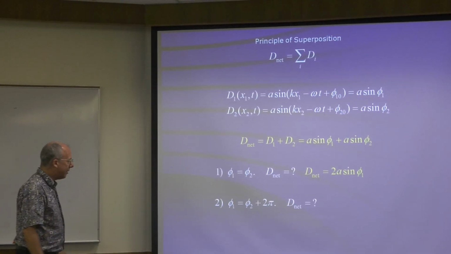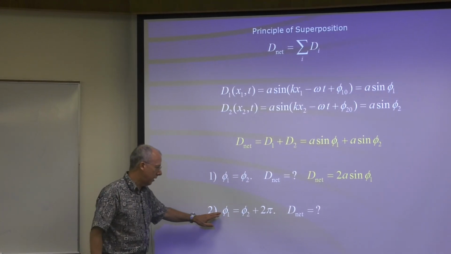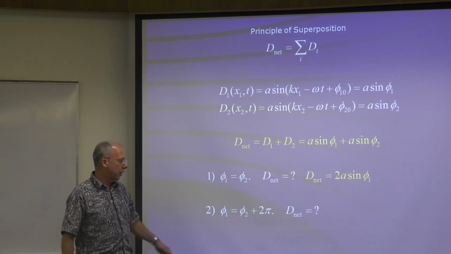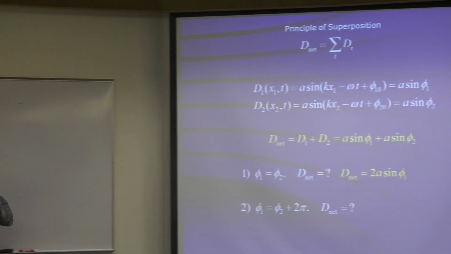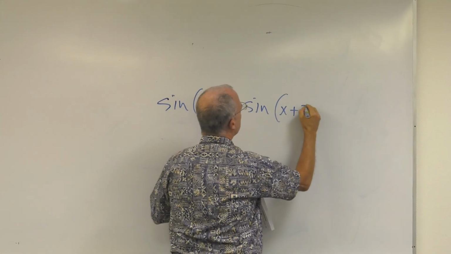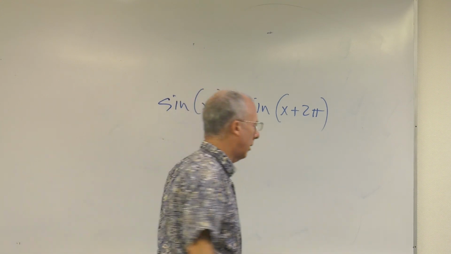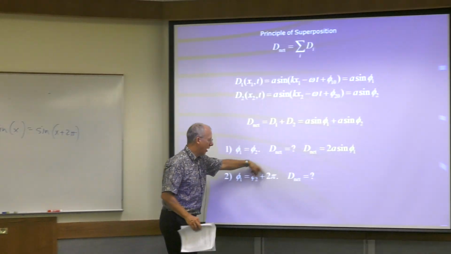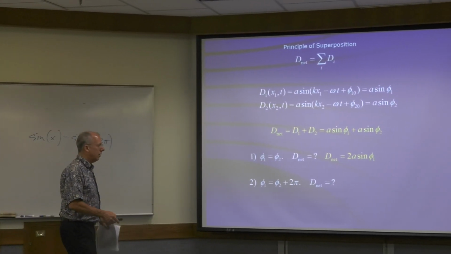Next case, another easy one. Now there's a difference, but it's a difference by 2 pi. So the phases differ by 2 pi. What's going to be the net displacement? Well, come on, what do you know about sine? The sine of x equals the sine of x plus 2 pi, because the sine is periodic in 2 pi, or 360, or whatever you want to call it. So what's the answer? Same as this answer. Agree? Because of that, you just get that.